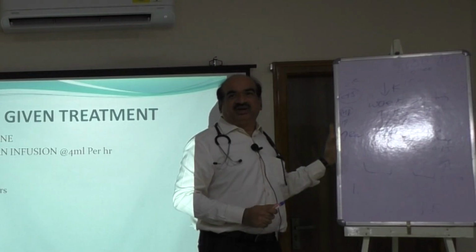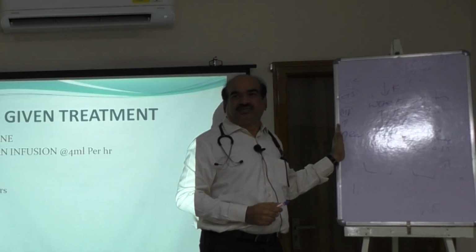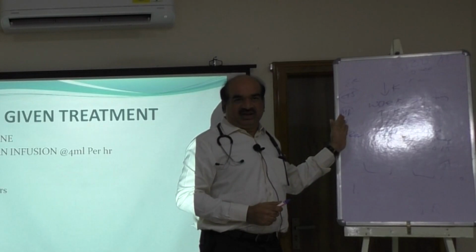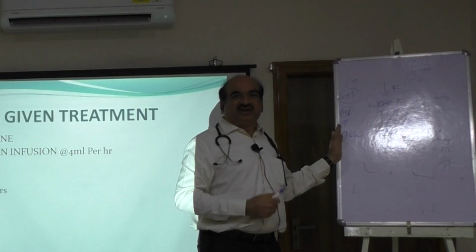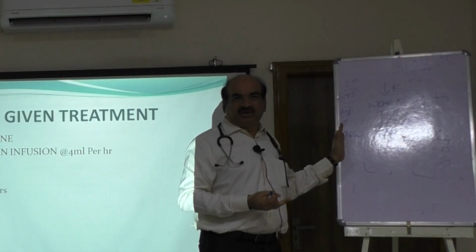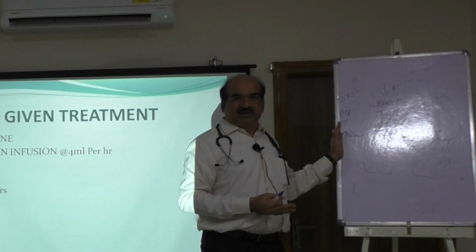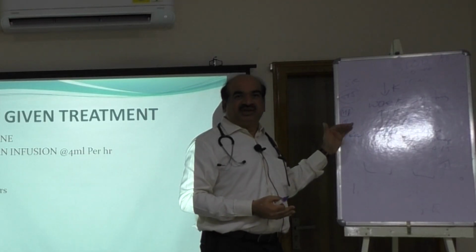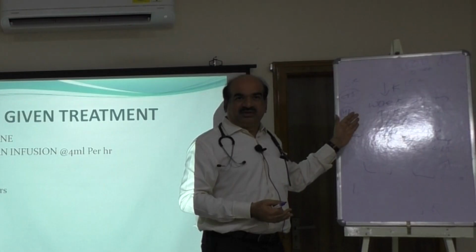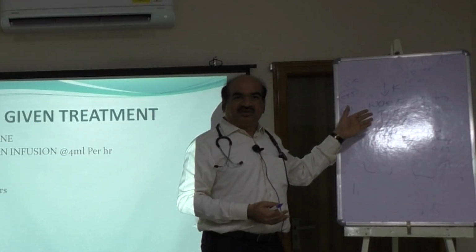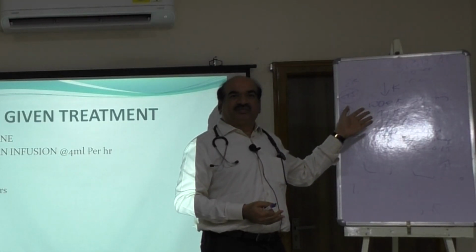High aldosterone, high renin. What are the conditions? Renal artery stenosis, renin secreting tumor, or malignant hypertension. So there will be increased renin, increased aldosterone, high BP, hypertension, and hypokalemia.